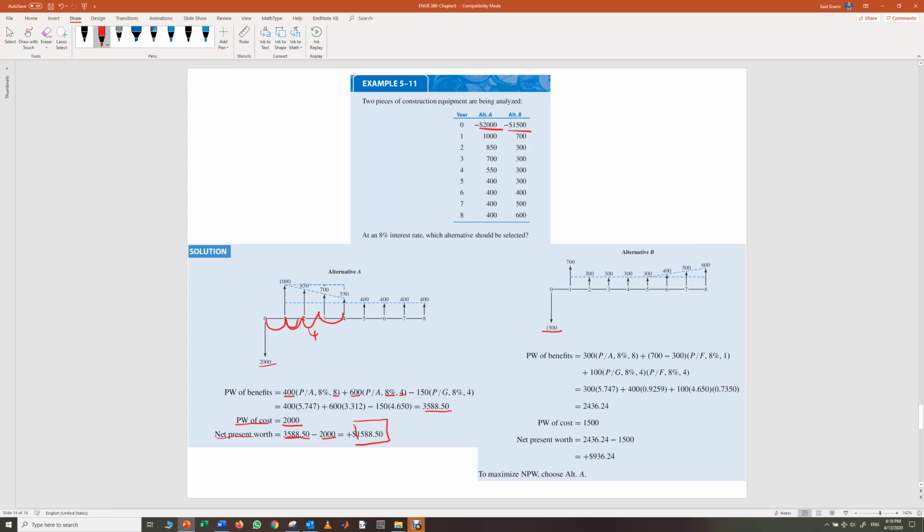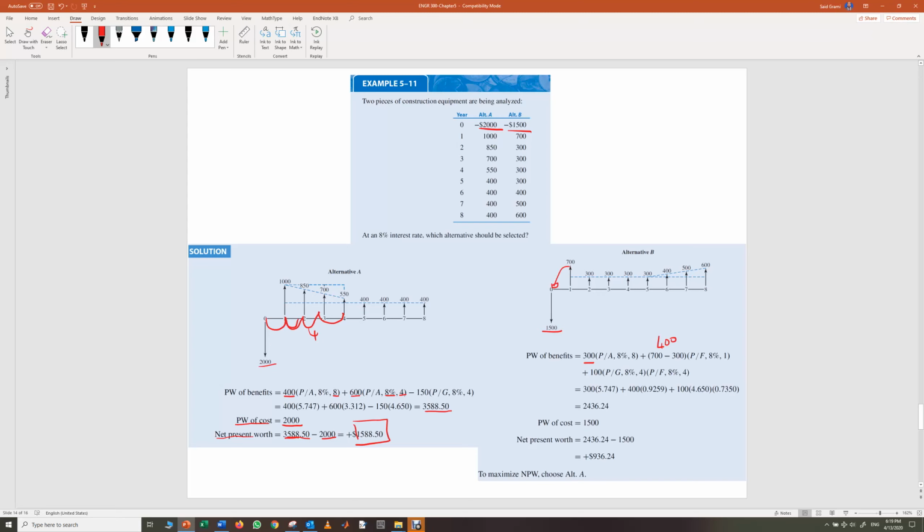For alternative B, for the present worth of benefit, we have a uniform series of 300. So it's 300, looking for P given A, 8%, 8 years, plus 700 here. We take out 300, so we get 400. So it's 700 minus 300, which is 400, looking for P given F, 8%, 1 year. We transfer this 400 to the present value here. After that, we have a gradient here.